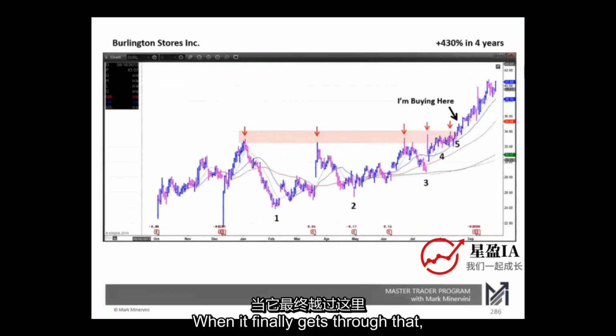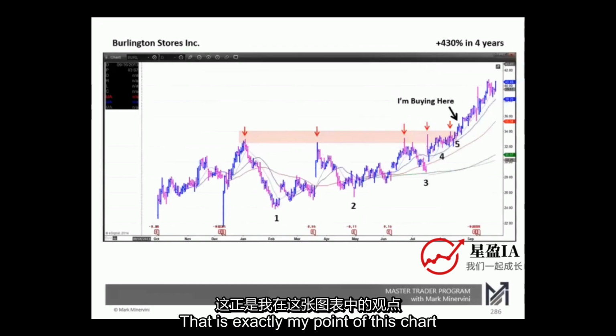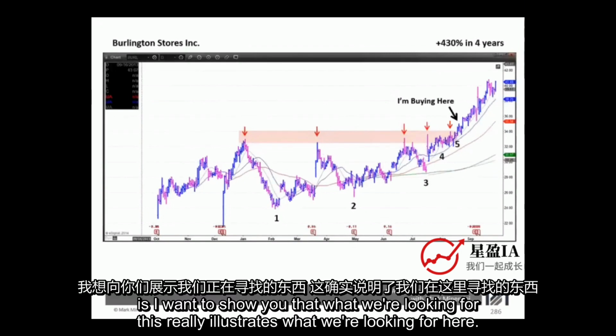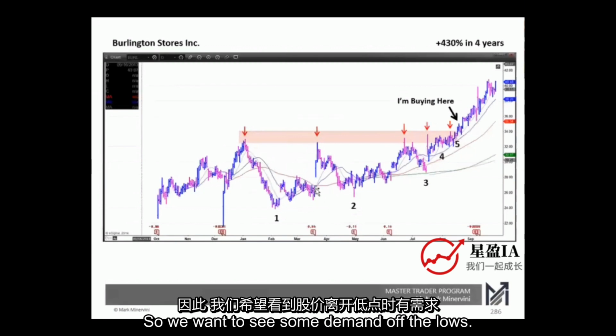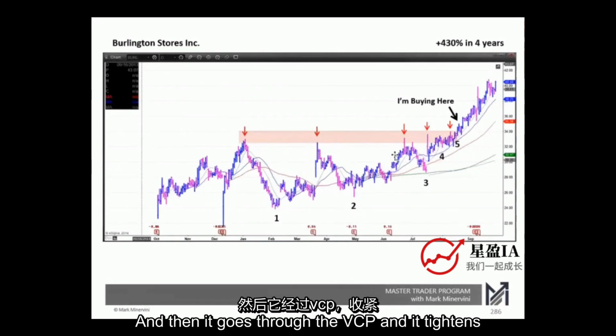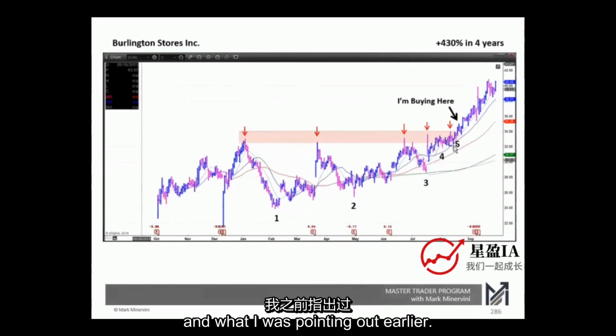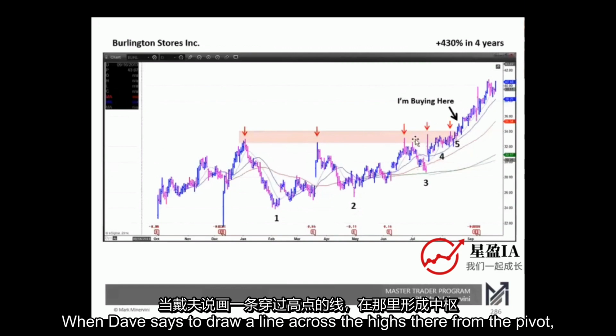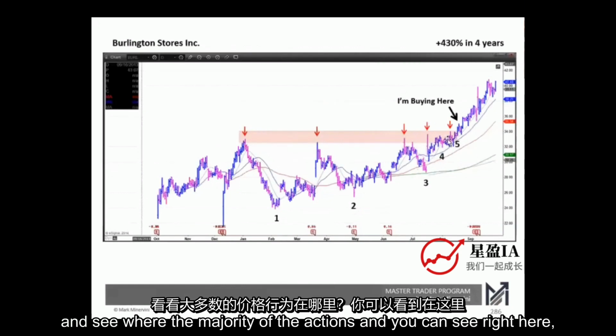Well, it looks like every time it gets to that same level, it spikes up and comes back down, and it happens over and over again. When it finally gets through that, look what happens. It gets going. That is exactly my point with this chart: this really illustrates what we're looking for. We want to see some demand off the lows. You see here, you have some good demand right here. And then it goes through the VCP and it tightens.